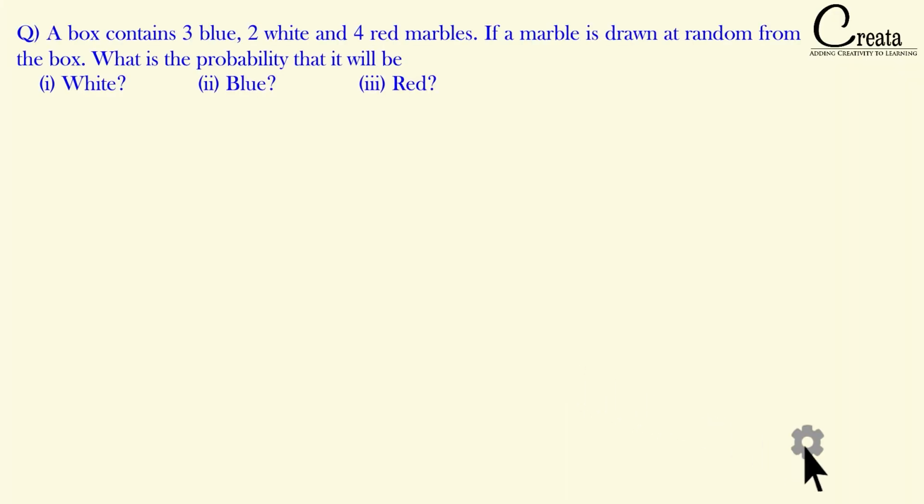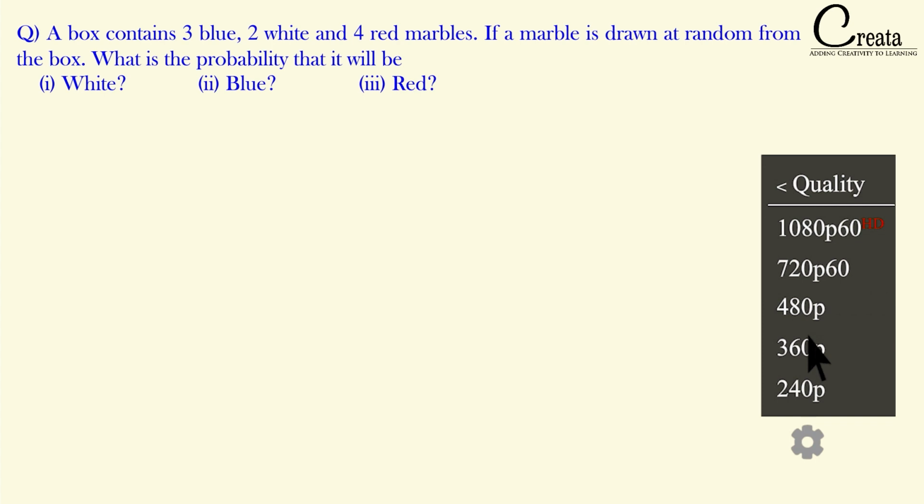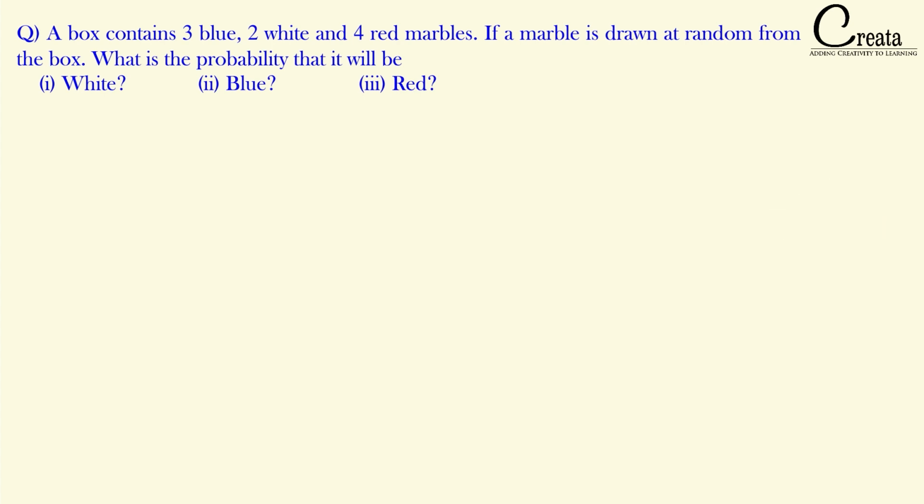The question is, a box contains 3 blue, 2 white and 4 red marbles. If a marble is drawn at random from the box, what is the probability that it will be first white, second blue and third red? This question is having 3 parts. Pause the video and try to solve the question.